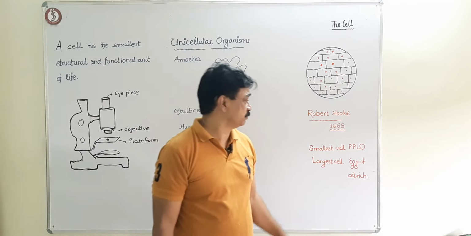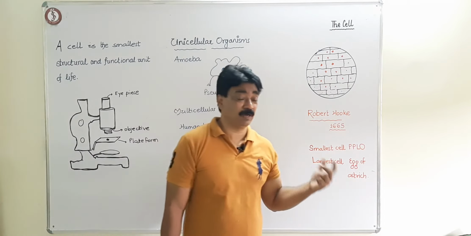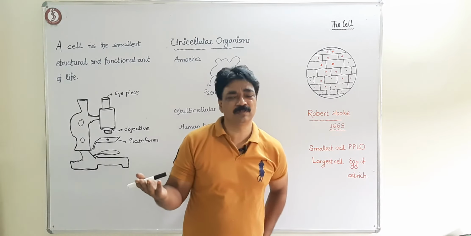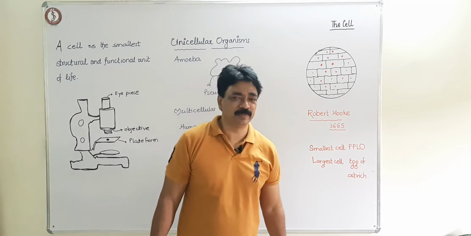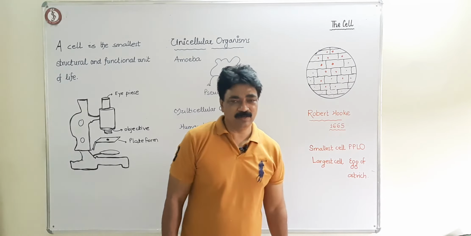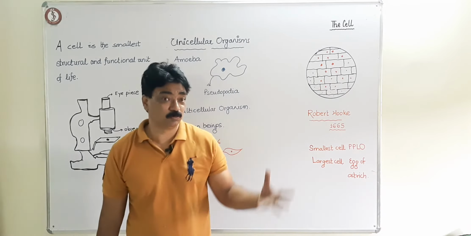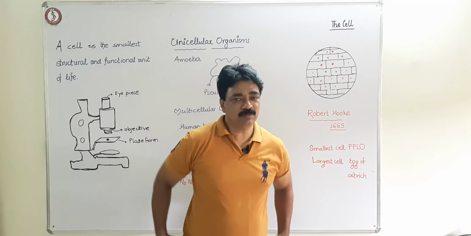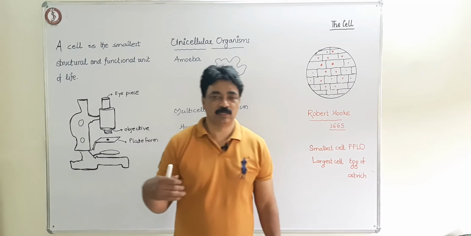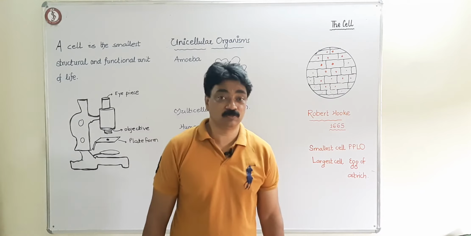Now this PPLO may be of 10 microns, that is 10 into 10 to the power minus 6 of a meter. That's very small, like you cannot see the cell with your eyes, so you can imagine how small it is. And then the largest cell you can see is the egg of an ostrich. An egg of birds, they are cells. So such big cells are also there. In human beings, the sperm is the smallest cell, they say, and the ovum is the largest cell, but you try to find out and write in the comment box which is the largest and which is the smallest cell.